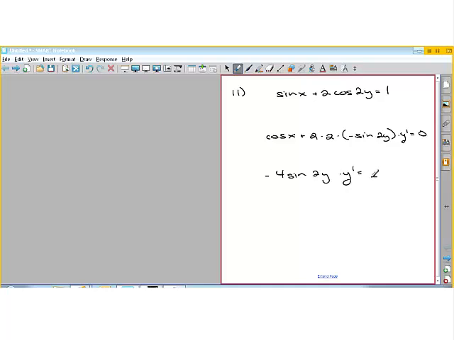And then we can move the other stuff to the right-hand side. And then we solve for y prime. So y prime equals negative the cosine of x divided by negative 4 sine of 2y. And then you can get rid of the negative sign, so you get cosine of x divided by 4 sine of 2y. That's problem number 11. So just go check. Cosine of x over 4 sine of 2y. That's the correct answer.